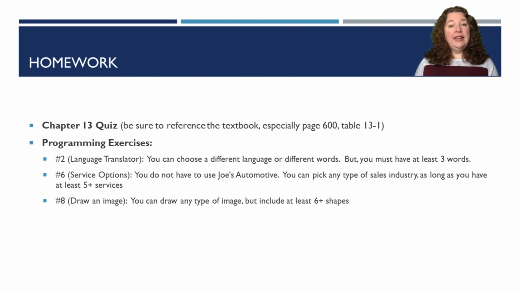And then number 8 says draw a house. Well, that's a little too easy. So I want you to draw any type of image. I want you to add some attributes to it, add some color, add some shapes. Pick an image to draw. You need to have at least 6 individual shapes. So rectangle, square, circle, arc, something like that. So you need to have at least 6 different parts to it, but go ahead and make a pretty picture and show me how creative you can get with tkinter.